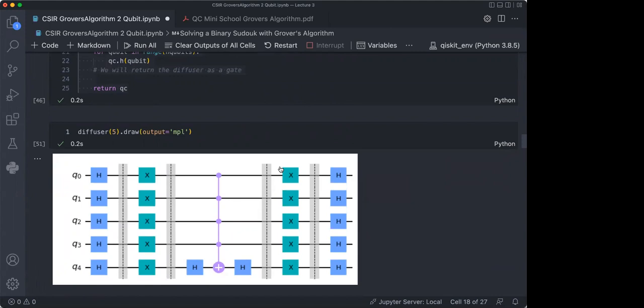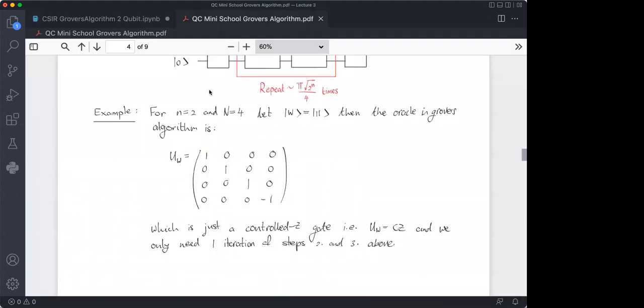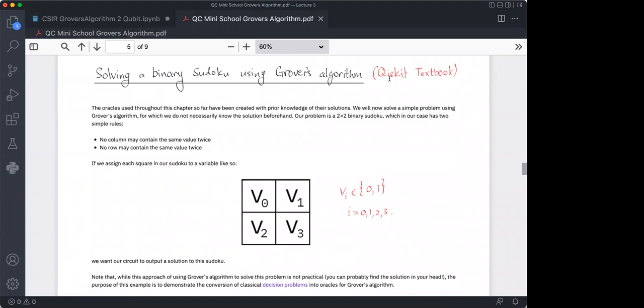And in the next part, I'm going to show you how we can use Grover's to solve a binary Sudoku problem. Something important to note, and I should say I've taken this from the Qiskit textbook, so if you're interested in reading in a bit more detail, you can look into the Qiskit textbook for this example. So far, we've always created our oracle with prior knowledge of which state we're looking for.